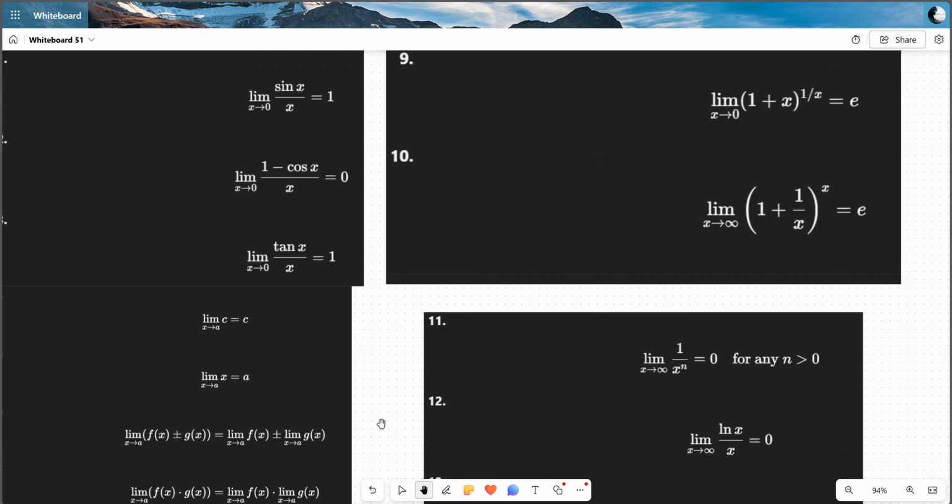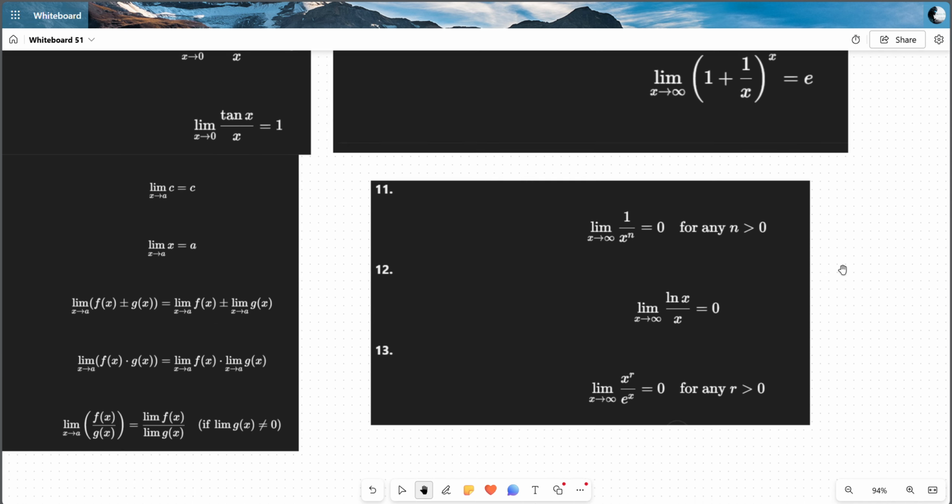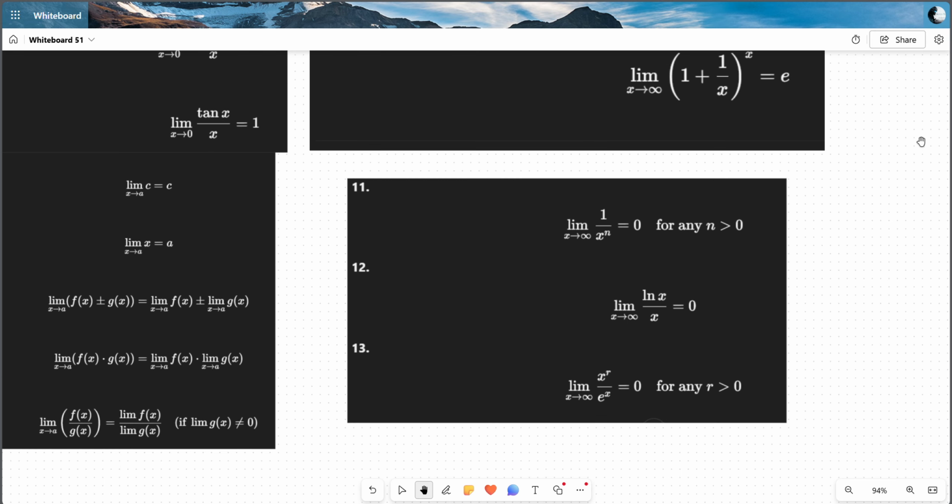All right. We have the limit of (1 plus x) to the power of 1 over x equals e, and (1 plus 1 over x) to the power of x also equals e. This is for x tends to 0, this is for x tends to infinity, and these are basically the exact same thing, just in different forms. And then finally, the limit as x tends to infinity of (1 over x) to the power of n equals 0 for anything where n is greater than 0, which makes sense. It's pretty intuitive. We did it with 1 over x earlier.